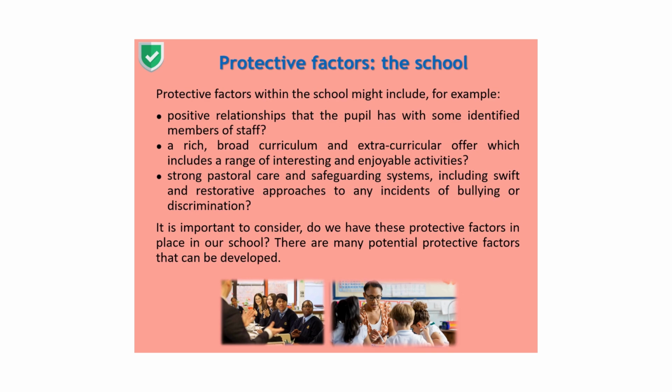Protective factors, the school. Protective factors within the school might include, for example, positive relationships that the pupil has with some identified members of staff, a rich, broad curriculum and extracurricular offer, which includes a range of interesting and enjoyable activities, and strong pastoral care and safeguarding systems, including swift and restorative approaches to any incidents of bullying or discrimination. It's important to consider, do we have these protective factors in place in our school? There are many potential protective factors that can be developed.